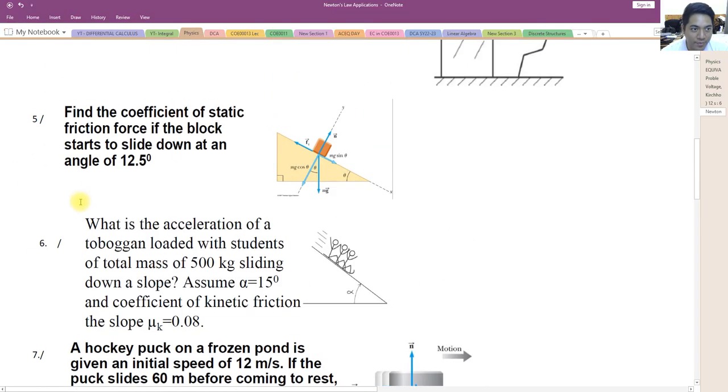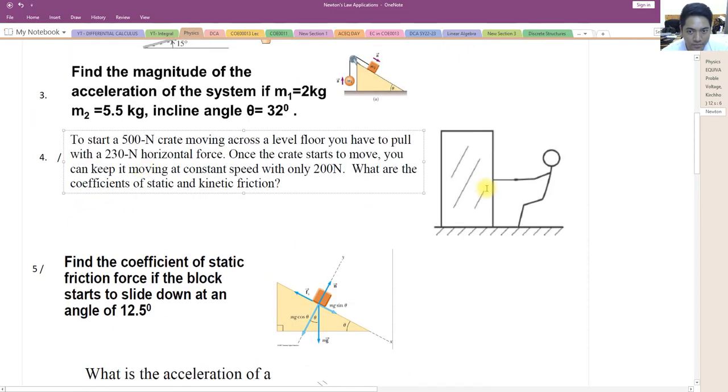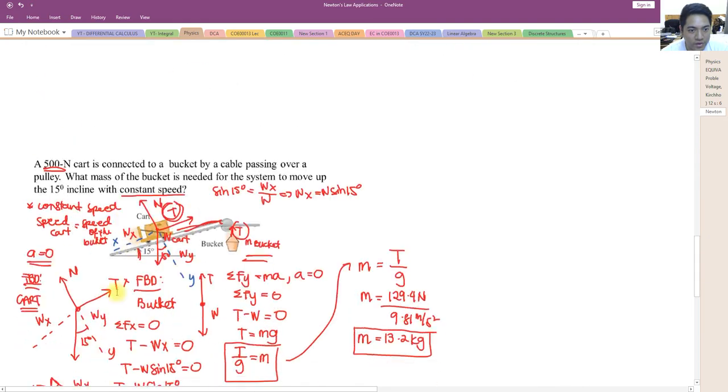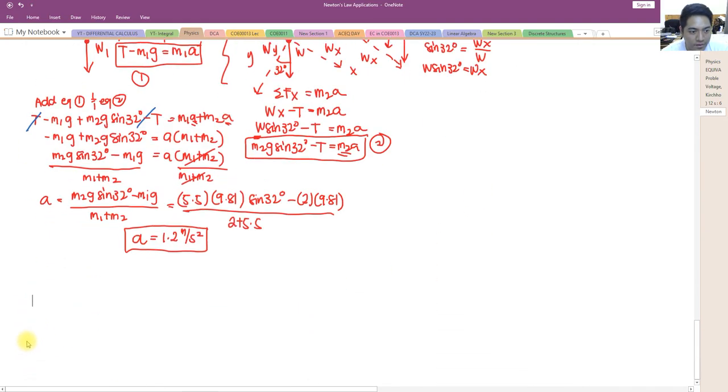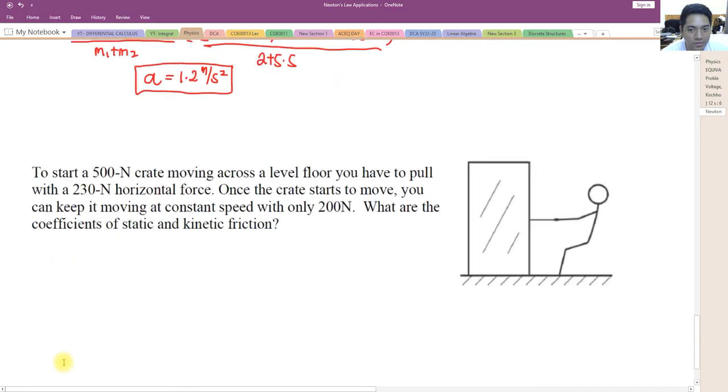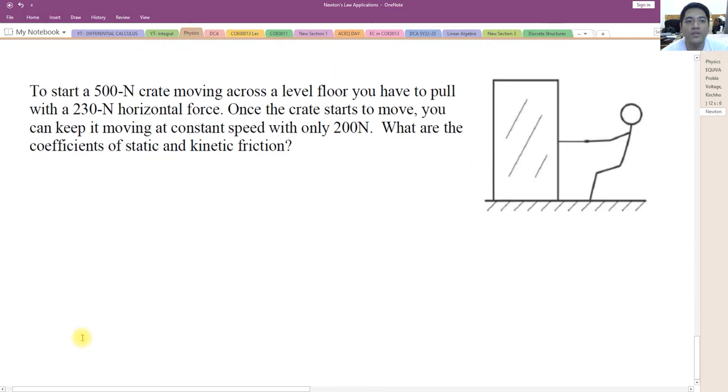So, for problem number 4, we are going to solve another problem. To start a 500 Newton crate moving across a level floor, you have to pull with a 230 Newton horizontal force. Once the crate starts to move, you can keep it moving at a constant speed with only 200 Newtons. What are the coefficients of static and kinetic friction?